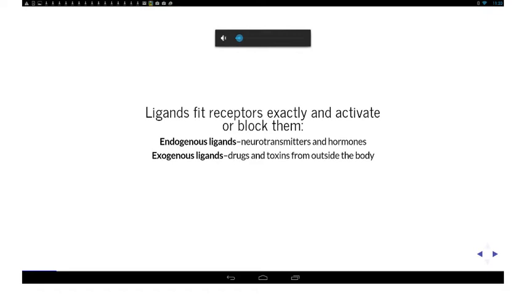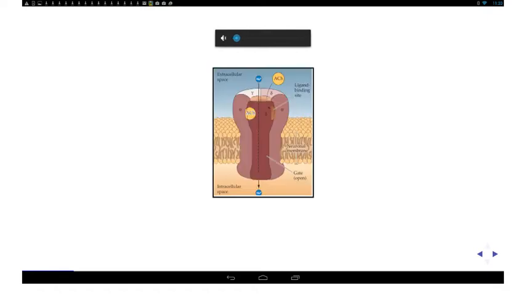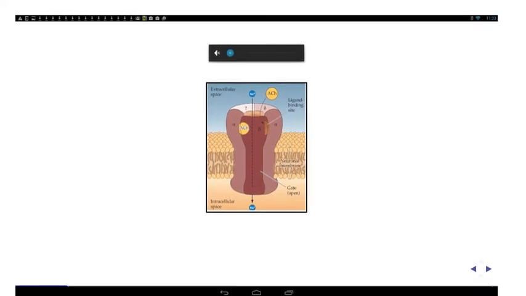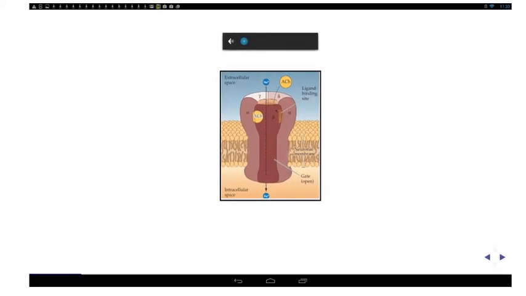So when people take cocaine, for example, it's an exogenous ligand, which is designed to bind to the receptors for dopamine, which is an endogenous ligand. So it's important for you to remember that when a ligand binds to its site, so here we see a ligand and a channel. This whole thing here is what you consider a channel or receptor.